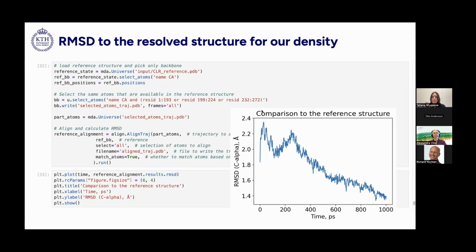Another thing, since in this tutorial we're using a test system, an example for which there is an actual resolved structure that corresponds to our density, we can compare how different our structure is compared to the actual resolved structure for this protein. And this is the RMSD plot, and we see that RMSD changes from about 2.2 at the beginning up to 1.4 at the end of our simulation.